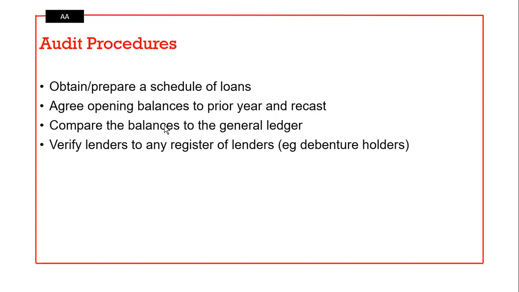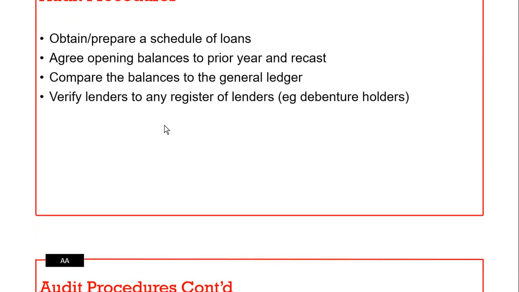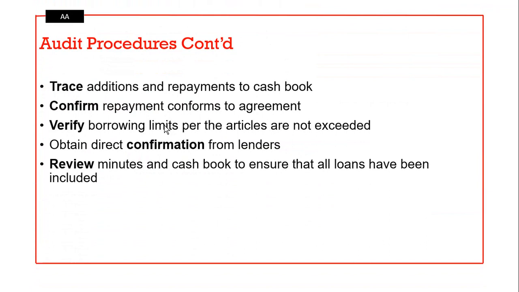You need to verify lenders to any register of lenders, e.g. debenture holders, to confirm rights and obligations. You need to trace additions and repayments to the cash book to confirm occurrence of payments under this obligation. You need to confirm whether repayment is in line with the agreed provisions in the loan contracts.